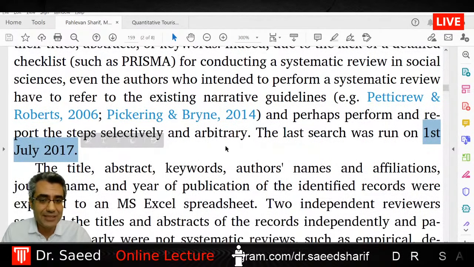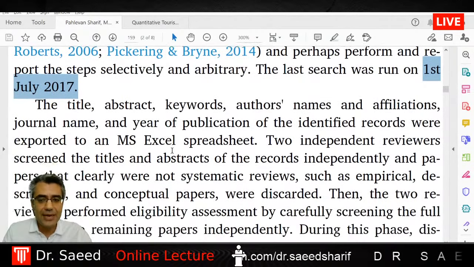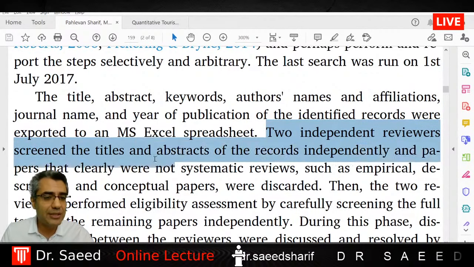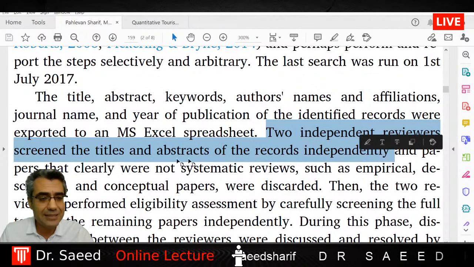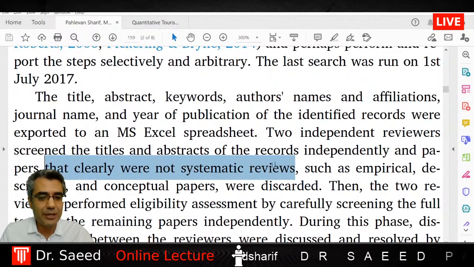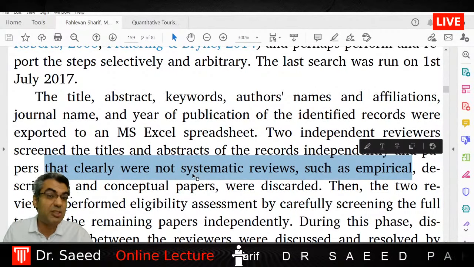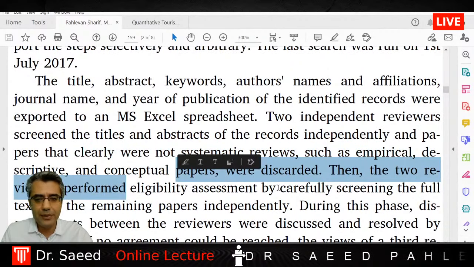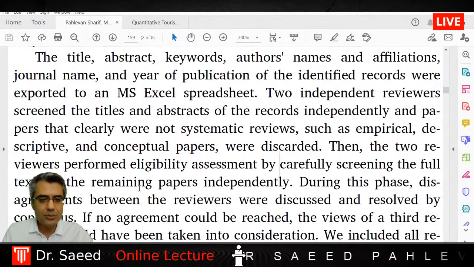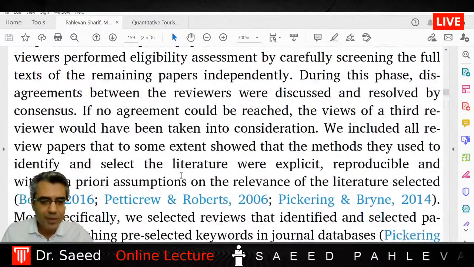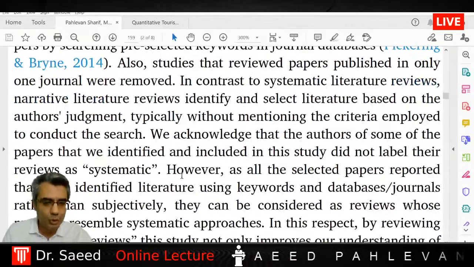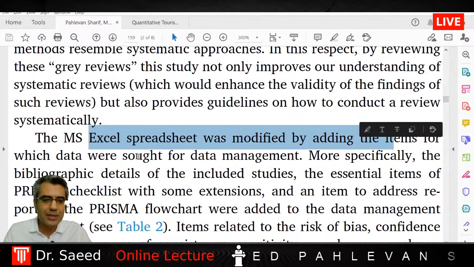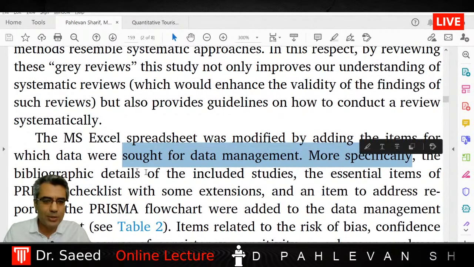So you need to specify when you performed the search, and how you did the screening. Two independent reviewers screened the titles and abstracts of the records independently. Papers that clearly were not systematic reviews, because we are reviewing systematic review papers, or that were not in scope or were conceptual papers, were removed. And we checked the eligibility criteria. So you explain all these items that I explained to you here. An Excel file was used, and we entered the data, keying the data into the Excel file.